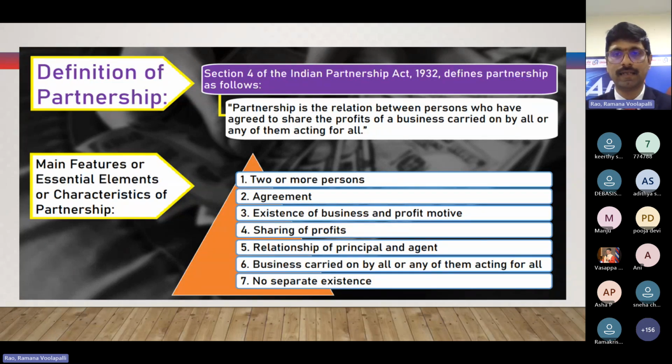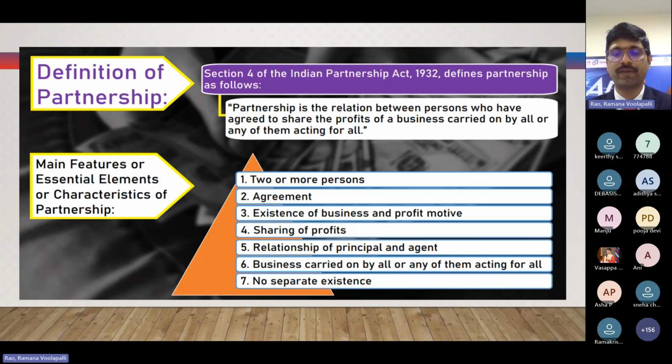That underlying principle is that they should act within the scope of the partnership's business. For example, if one partner enters into a contract with a supplier for goods needed in the business, the partnership is bound by that contract. This is how he acts as an agent of the partnership.